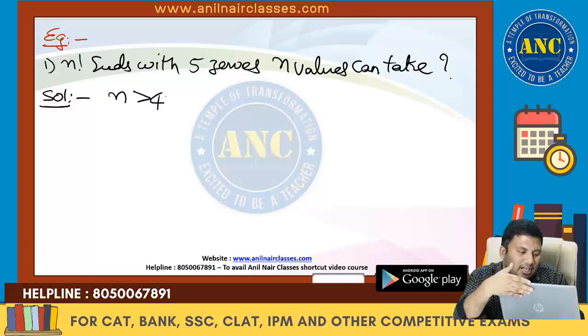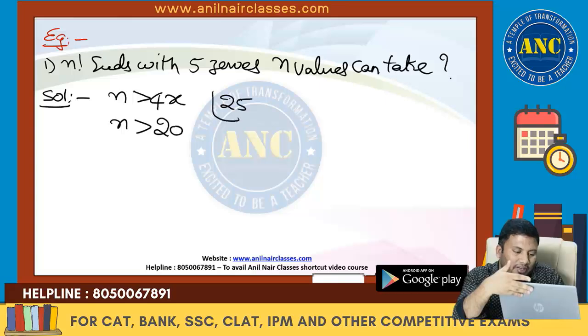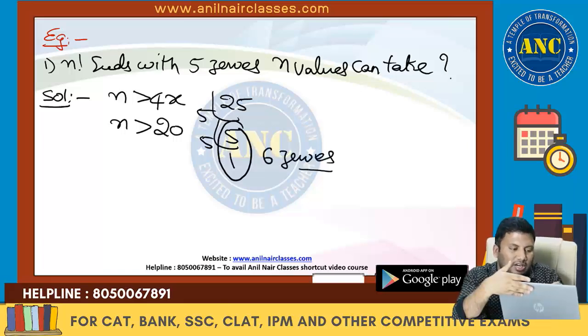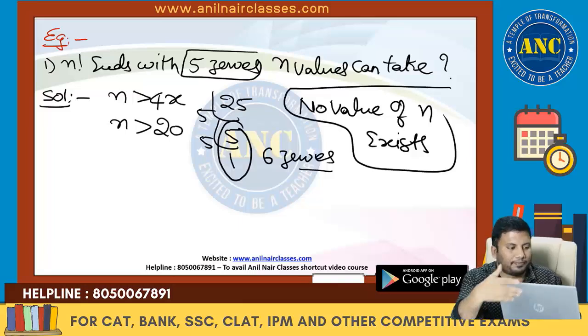N is greater than 4x, so n is greater than 20. What is the multiple of 5 greater than 20? 5 fours are 20, 5 fives are 25, so 5 plus 1 is 6. It is starting with 6 zeros, it is not ending with 5 zeros. So the answer for the first question is no value of n exists.